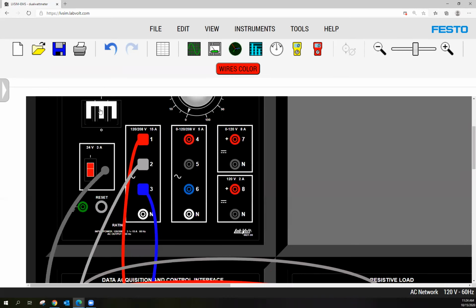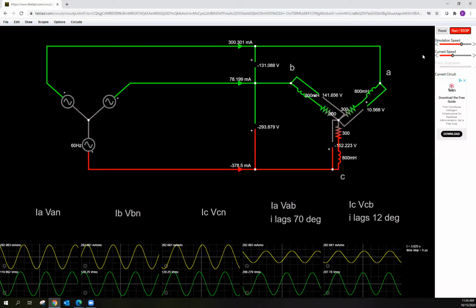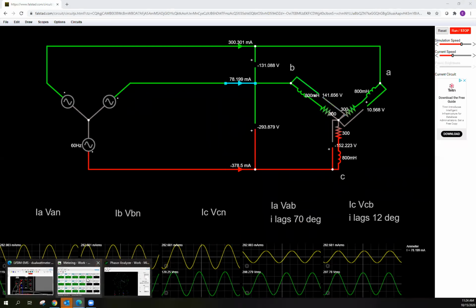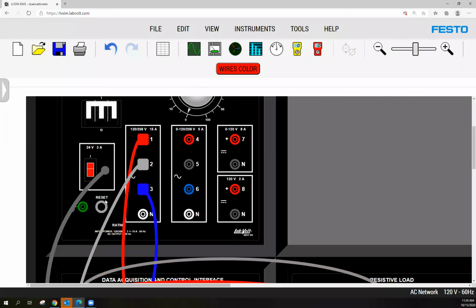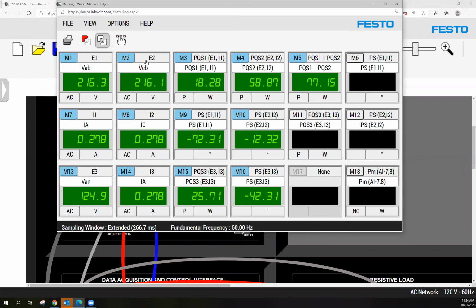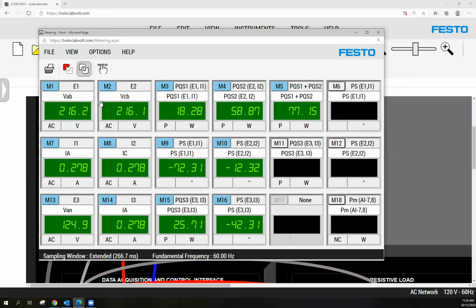Okay, so if I power this on, I'm going to pause this. Yep, that's pause. I'm going to power this on, and let's see what we get. We get this meter. I know it's a lot, but let's just look at E1 and E2. That's VAB and VCB, and 216, 208.